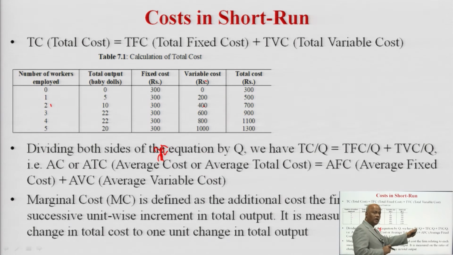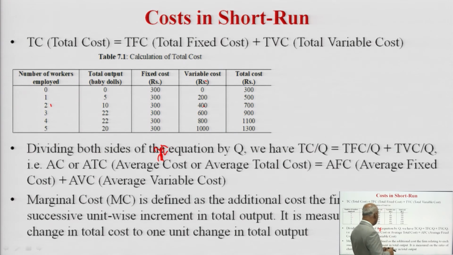Because if we divide the total cost by the quantity produced, that will give us the average total cost, or average cost simply. If it is the total fixed cost divided by the quantity produced, that will give us the average fixed cost. Similarly, total variable cost divided by the quantity produced will give us the average variable cost. And marginal cost is nothing but the change in the total cost divided by the change in the output produced.